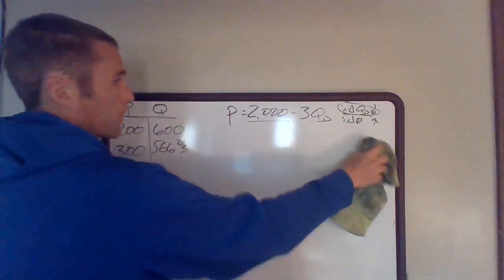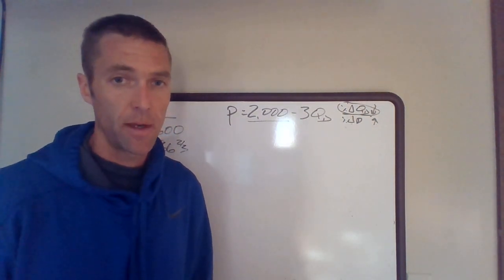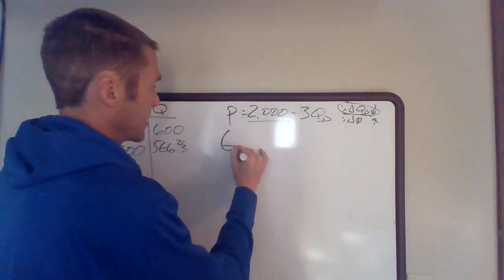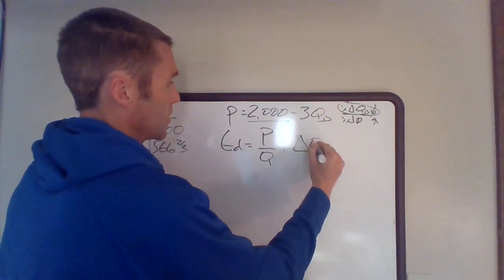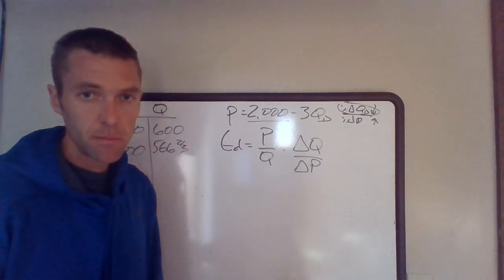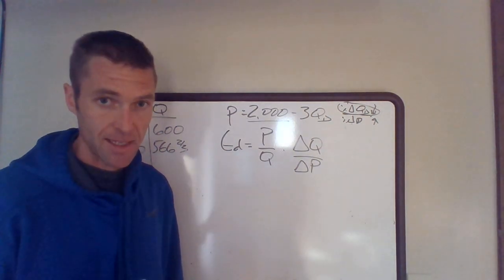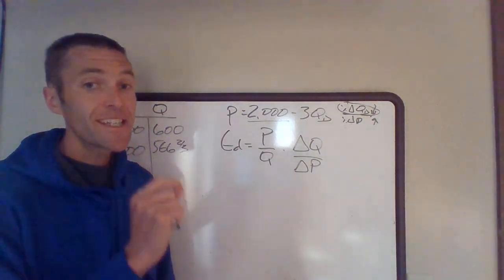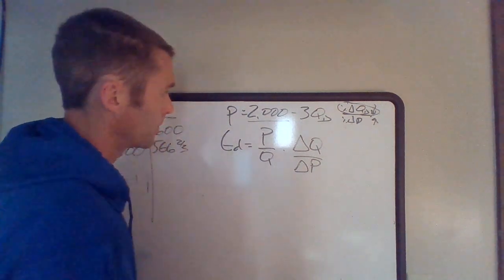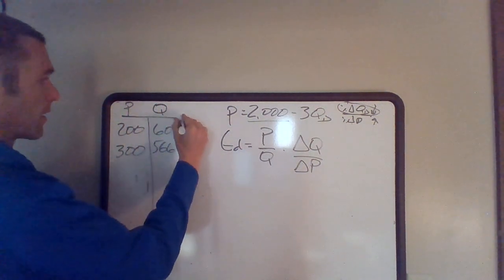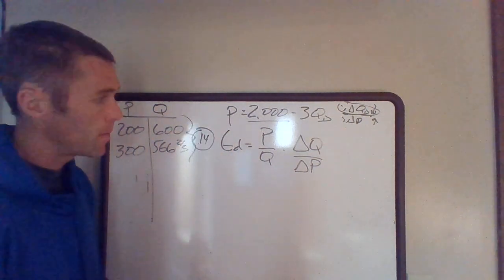Now, the book says, hey, you know what? You don't have to use that arc elasticity formula. You can use this formula. Elasticity of demand is equal to price over quantity times change in Q over change in P. Use this formula and you can get specific point elasticities. This is the same formula as the arc formula, and I'm going to prove that in just a second. But before we do that, let's remember our elasticity in this range was 0.14857, something like that. So I'm just going to circle that and remember.